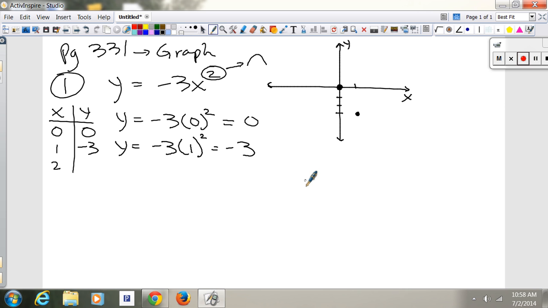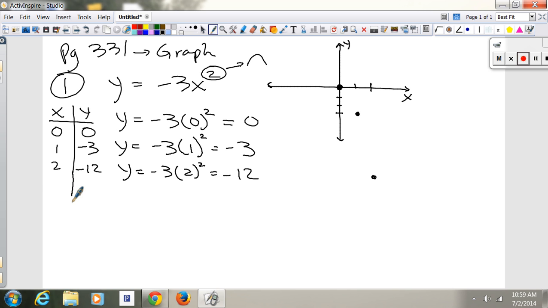If I plugged in a 2, you get y equals negative 3 times 2 squared. What is 2 squared? 4, right? 2 times 2 is 4. And what's 4 times negative 3? Negative 12. That's a big number. Do we really want a graph where negative 12 would be on our graph? I mean, we could, but it'd probably be way down here somewhere. So what do you think I should have plugged in instead of the 2, maybe? Maybe negative 1, because it'll be on the other side of the graph.